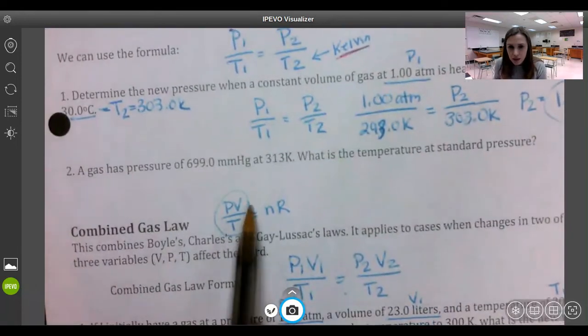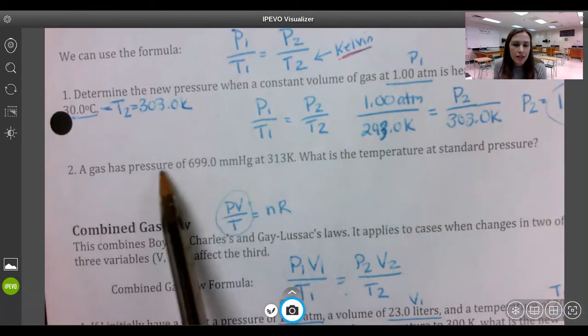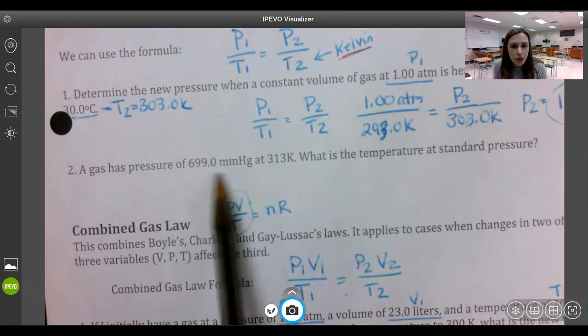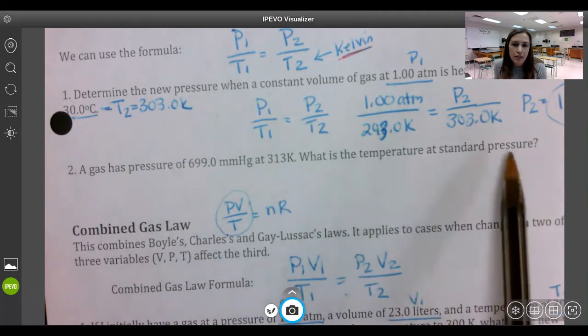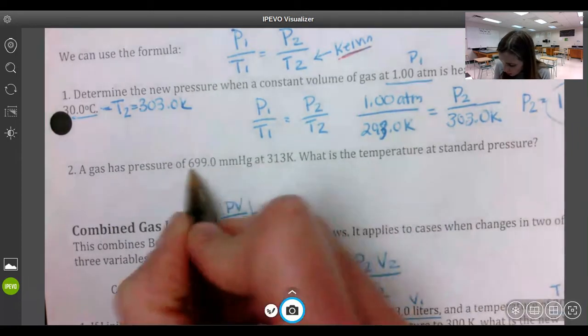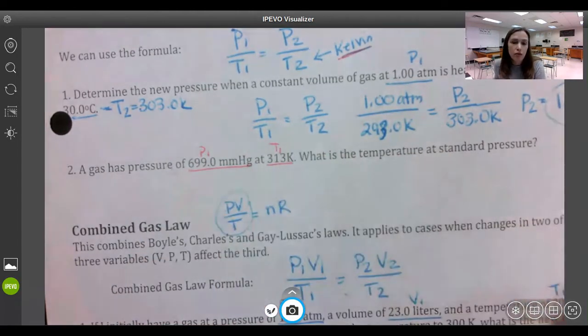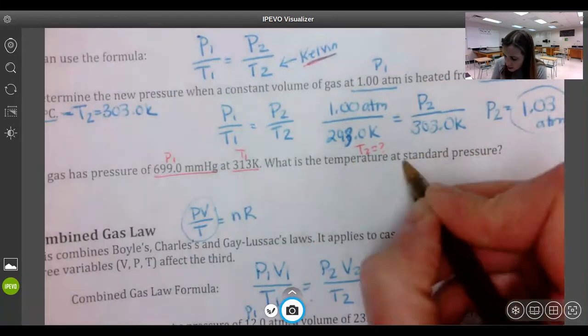So with this one, we're looking at number 2. It says a gas has a pressure of 699 millimeters of mercury. That's our unit for pressure, at 313 Kelvin. What temperature at standard pressure? So with this one, we have P1 and T1. And then it says, what is our new temperature? T2, we don't know, at standard pressure.